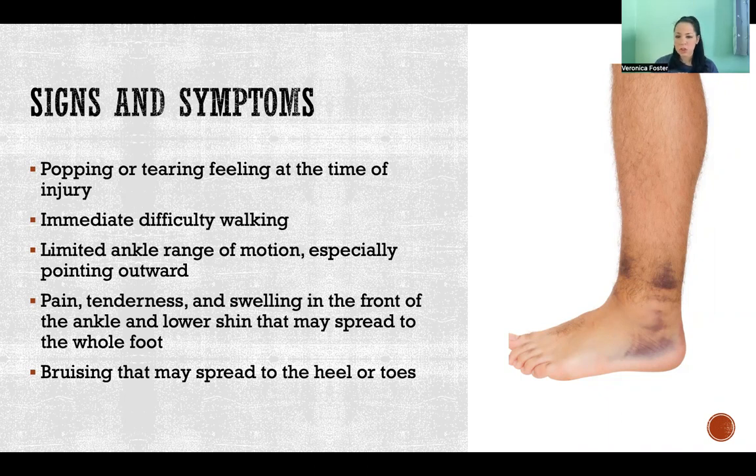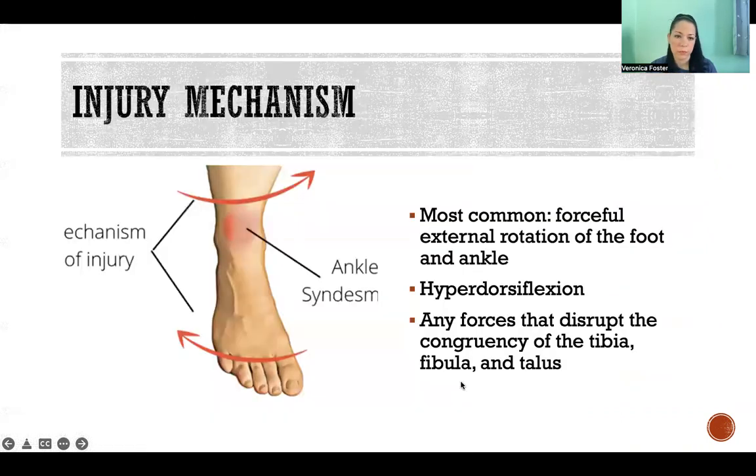So, like we see in the picture, the injury is up here where this bruising is. But there can be bruising, swelling, pain, all of that anywhere distal to that site of the injury. So, anywhere down lower in the ankle and anywhere throughout the foot.